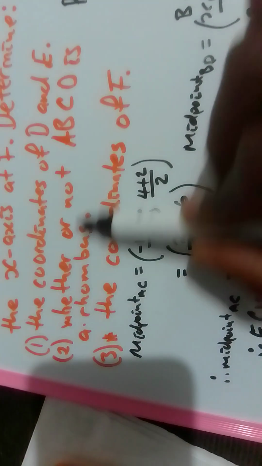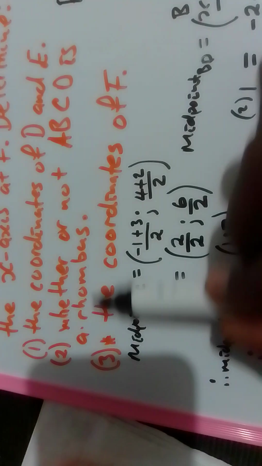Now we must determine whether or not ABCD is a rhombus. So what am I going to do? I'm going to erase here.